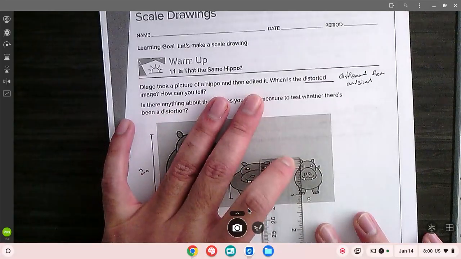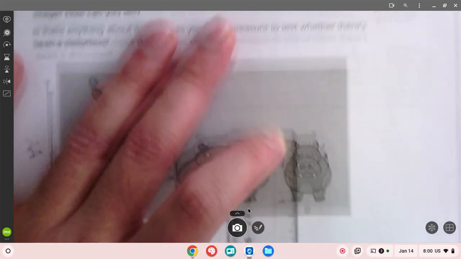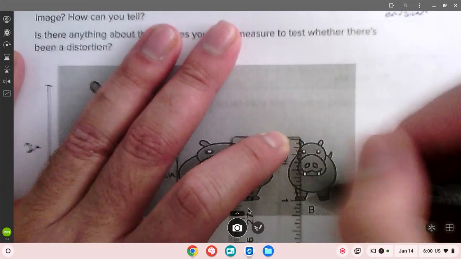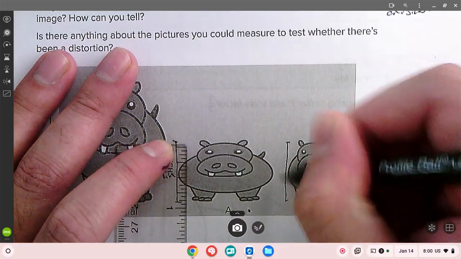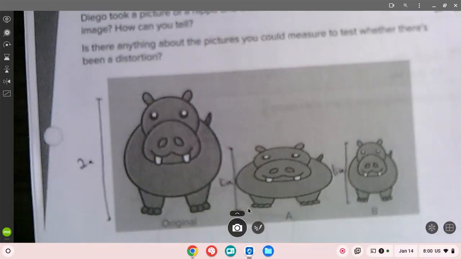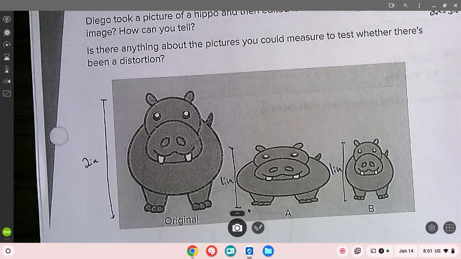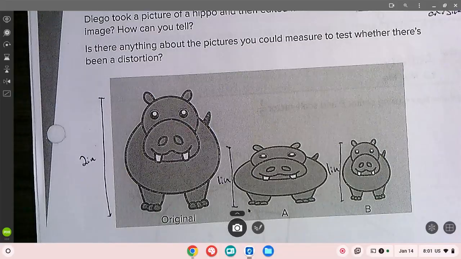And if we go over here from the ear to the toe again, sorry about that, I can zoom in. From the ear to the toe again is another inch. So we have a 2 inch, 1 inch, and a 1 inch. So far they look like they might all be pretty similar. It looks like B is just half of everything on the first one. So we measured the height. That didn't really help us though.